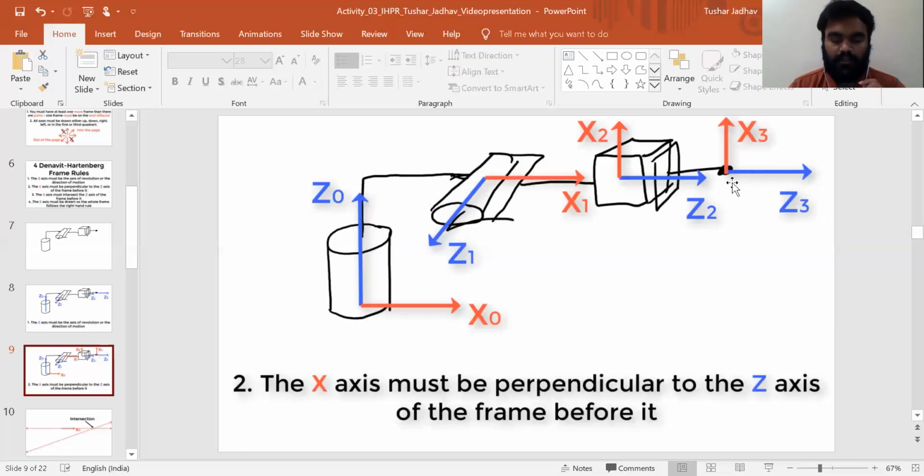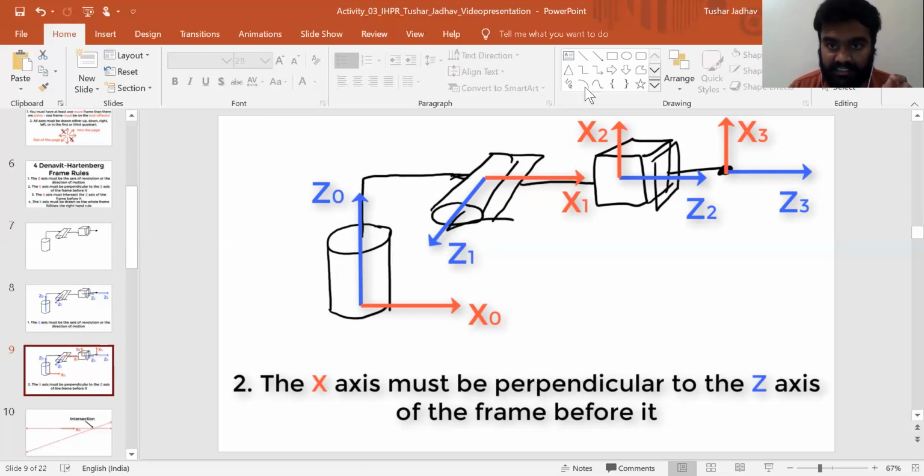Okay. Now let's go to the second rule: the x-axis must be perpendicular to the z-axis of the frame before it. Okay, now consider this part. Now there is no frame before this part, so the x-axis is perpendicular to the z-axis, and it can be in the positive direction as well as in the negative direction. Okay, now consider this frame 1. Now frame 1 has a reference of frame 0. The x-axis of frame 1 must be perpendicular to the z-axis of the frame before it. The frame before frame 1 is frame 0, so x1 is perpendicular to z0.